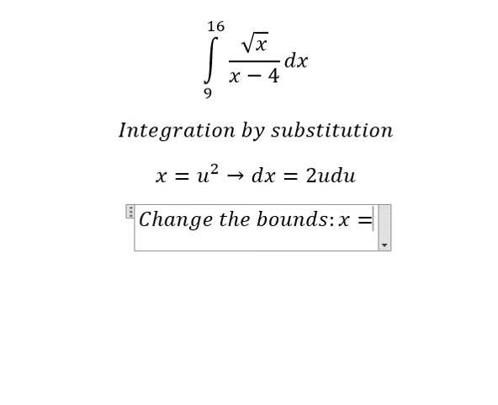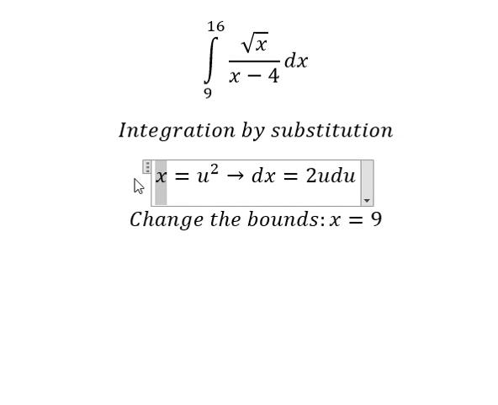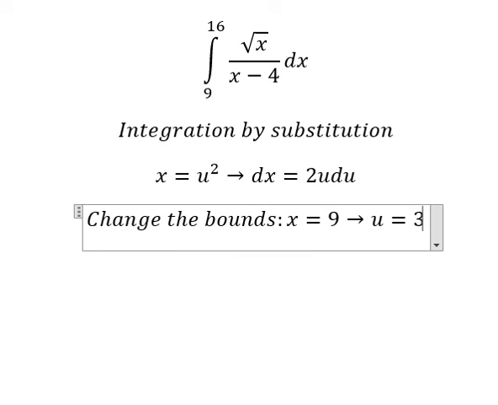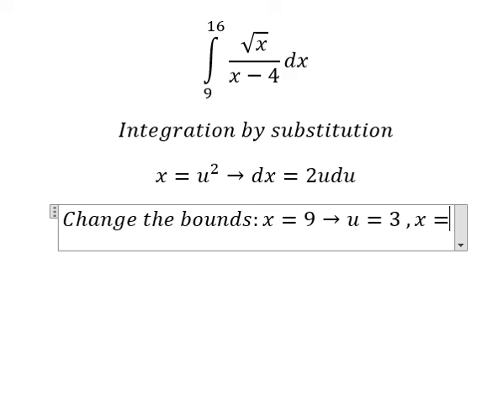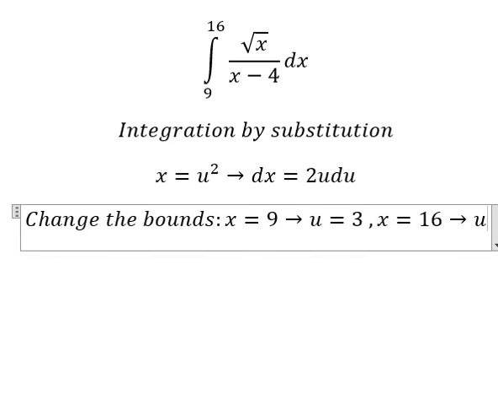When x equals 9, I will put 9 in here. After that, we put the square root for both sides, and you get u equals 3. When x equals 16, we put the square root for both sides, and we get u equals 4.